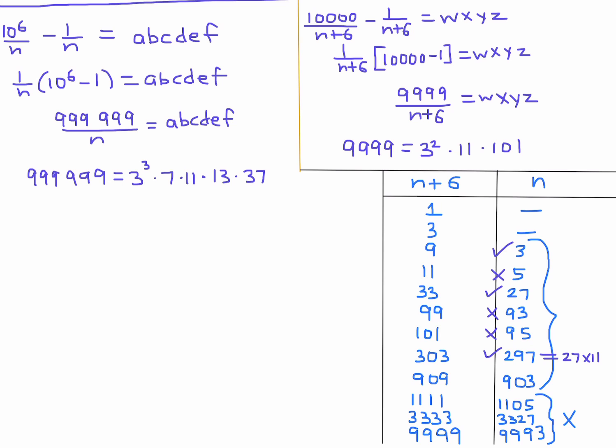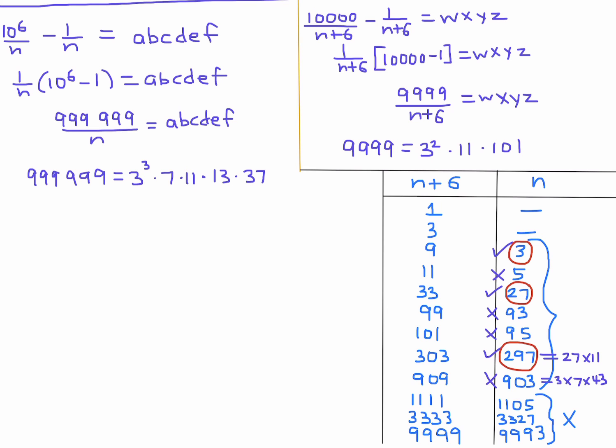And then 903. 903 is what, first of all? It's 3 times 7 times 43. We have a 3, we have a 7, but there's no 43 in here, so that's not going to work. Okay, so it looks like the only candidates are the 3, this guy, the 27, and the 297.